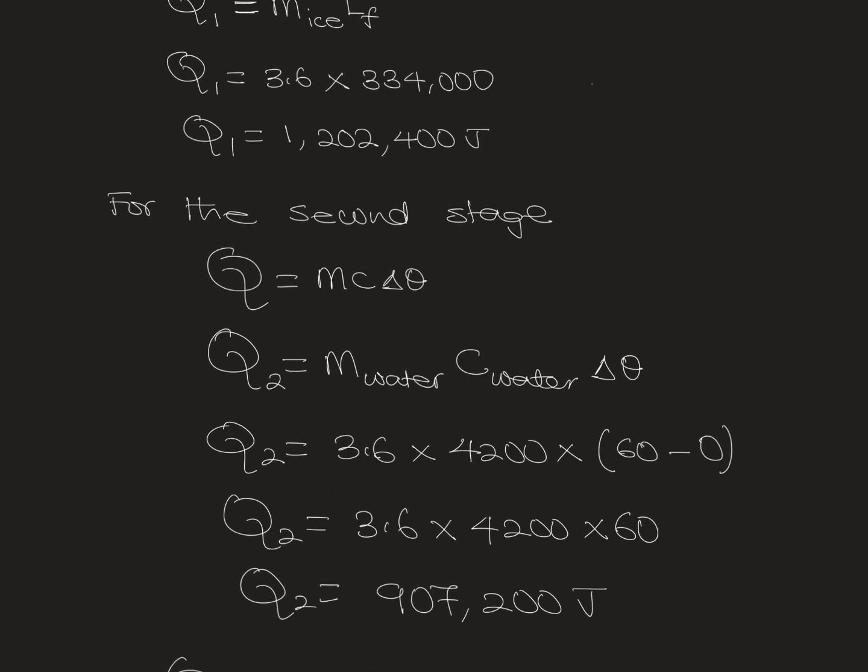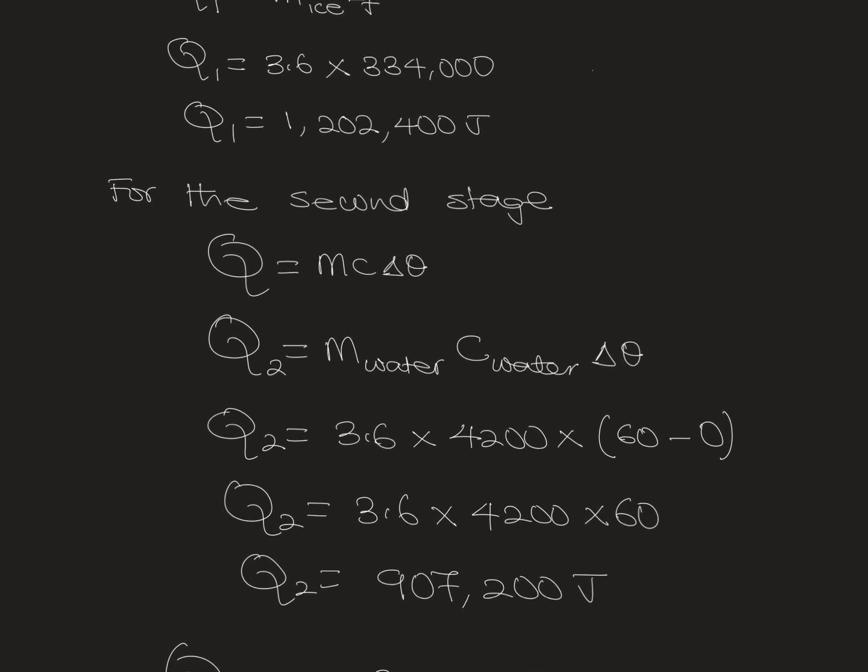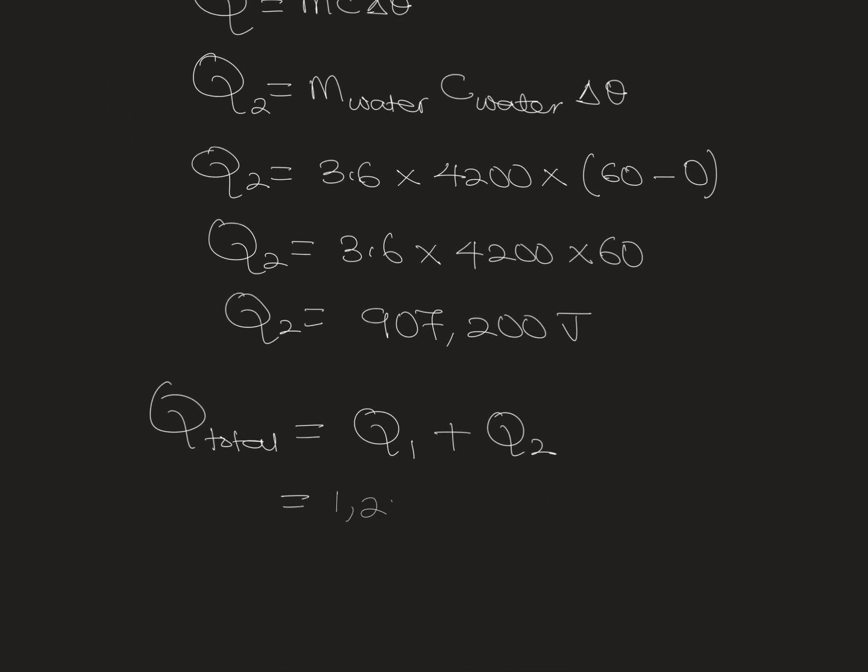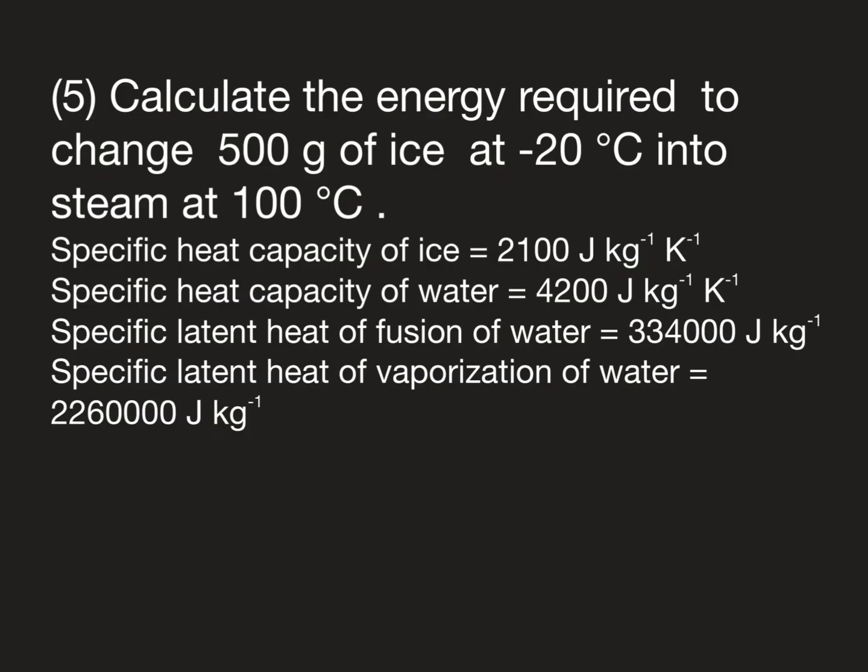If we want to find the total energy, Q total, that will be Q1 plus Q2. Q1 is 1,202,400 plus Q2 is 907,200. So that will be 2,109,600 joules.